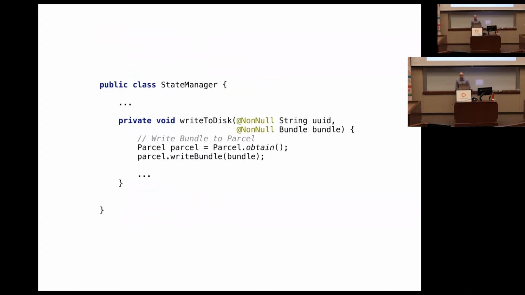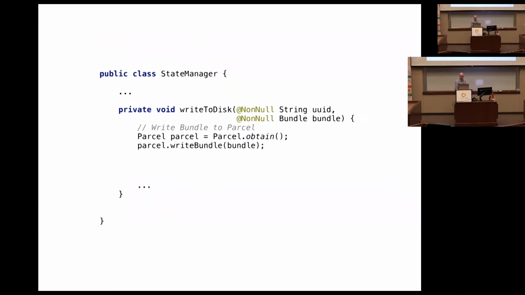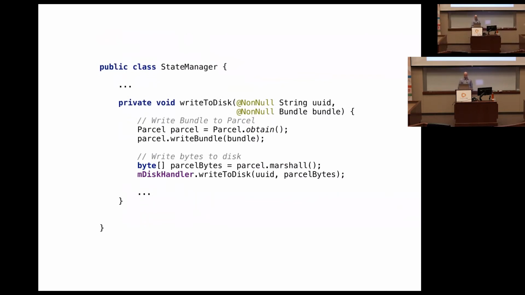All right, so parcels are very optimized. The first thing you do is you want to get a parcel, and you do that with parcel obtain. And then we're going to write our bundle into this parcel. Now, here's the key here. We're going to get a byte array out of our parcel. This is what's kind of nice. This is a little trick. We're going to use this method parcel.marshal. Given a bundle, it's going to give you a byte array back.